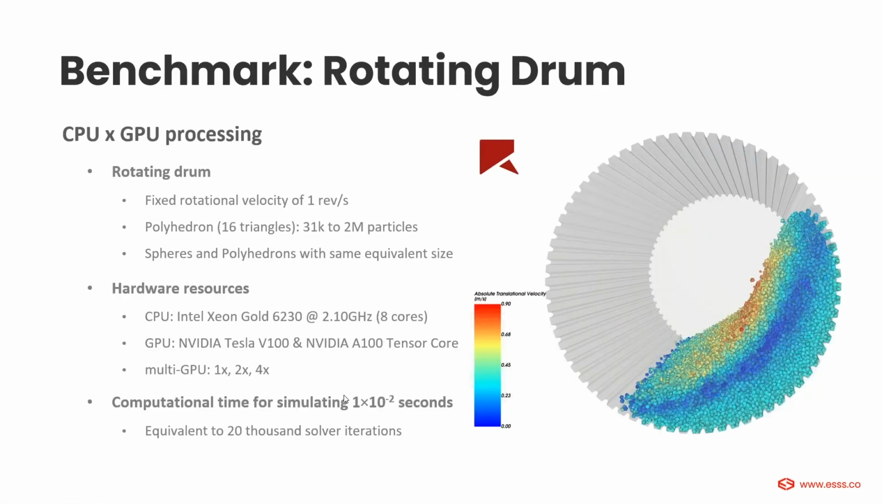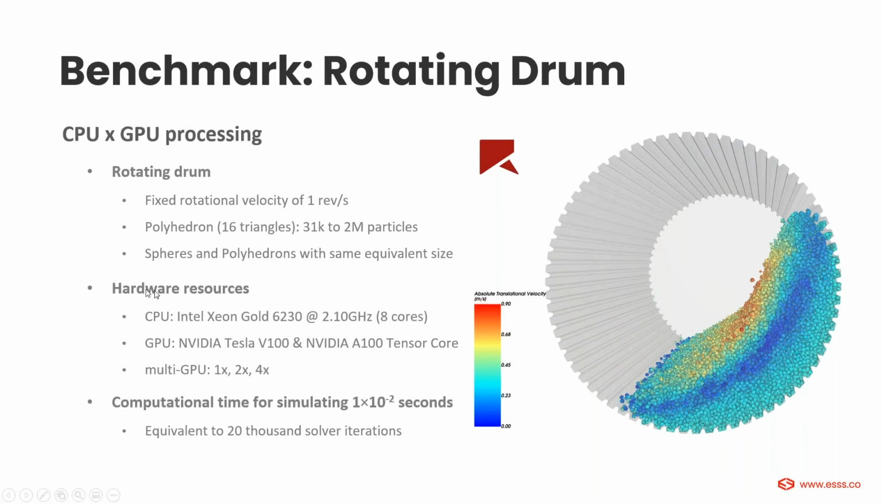And in order to showcase that, I finally move on to the first benchmark case that I want to share with you. This one is basically a rotating drum, and we have here a lot of polyhedral particles. By polyhedral, I mean that each particle is formed by 16 triangles, and we count from 31,000 up to 2 million of these particles. So we have a lot of contact information to detect here. This is a complex problem.